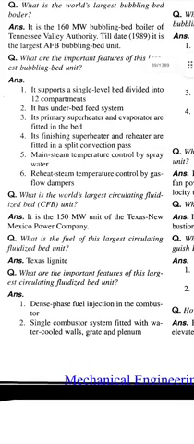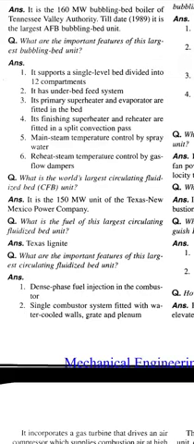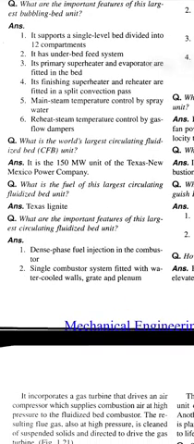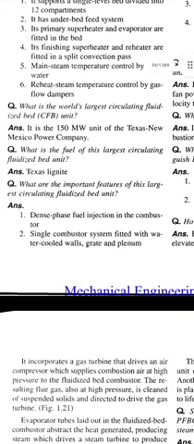Next question. What is the world's largest circulating fluidized bed unit? Answer. It is the 150 megawatt unit of the Texas New Mexico Power Company. This is the world's largest circulating fluidized bed unit. The next question. What is the fuel of the largest circulating fluidized bed unit? Texas lignite. Next question. What are the important features of this largest circulating fluidized bed unit?